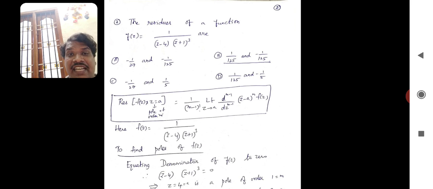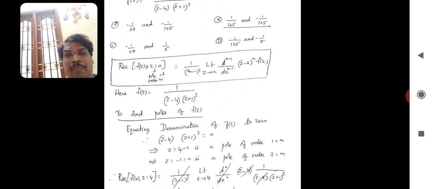Coming to the second factor, when I solve (z plus 1) the whole power 3 equals 0, I am getting z value equals minus 1, 3 times. So I can say z equals minus 1 is a pole of order 3. That is, it is repeated 3 times. The particular pole z equals minus 1 is present 3 times in the function f of z. So it is having order m equals 3. Now we are going to find the residue for each pole separately.